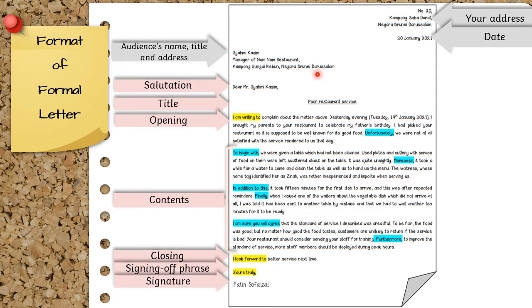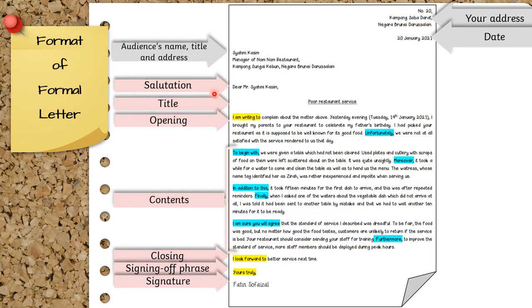Okay, so when you're writing the audience's name, it's always the full name for formal letter. So here it's Shahmi Kasim. So even in the salutation, it is Dear Mr. Shahmi Kasim. Okay, if you know the name of the manager. If you don't know the name of the manager, it would be dear sir or madam, okay, if you don't know the name.